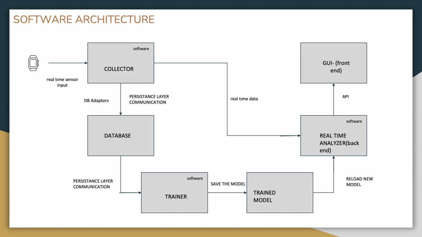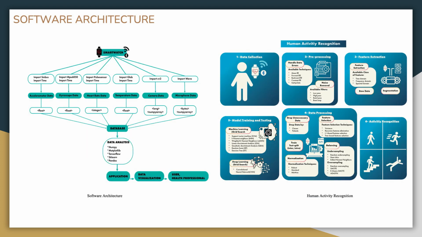For software architecture, we will develop a collector software that will collect real-time data. This data will be transferred to a database, and through a trainer software, we train and obtain our model to use with real-time datasets. With the real-time data analyzer software, using real-time data in the trained model, we analyze the data and show results through our GUI. Here you can see our process flowchart.